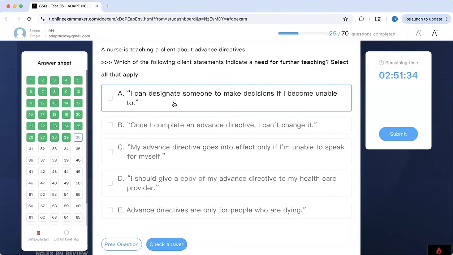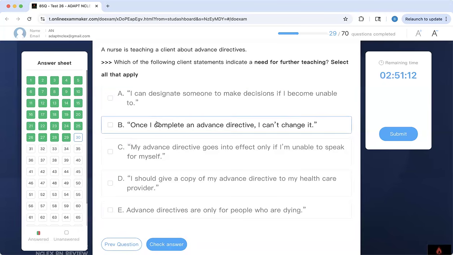I can designate someone to make decisions if I become unable to. Yes, this is the power of attorney aspect of it. When you say advanced directives, they mean living will and the power of attorney, unless they indicate otherwise. So if you designate someone to make a decision, that's power of attorney. That's not the one needing further teaching. Once I complete advanced directives, I can't change it. You can change it. You have an option to change it.